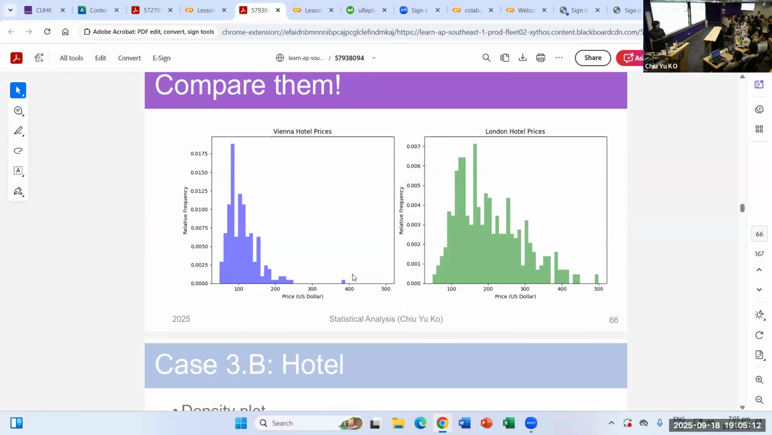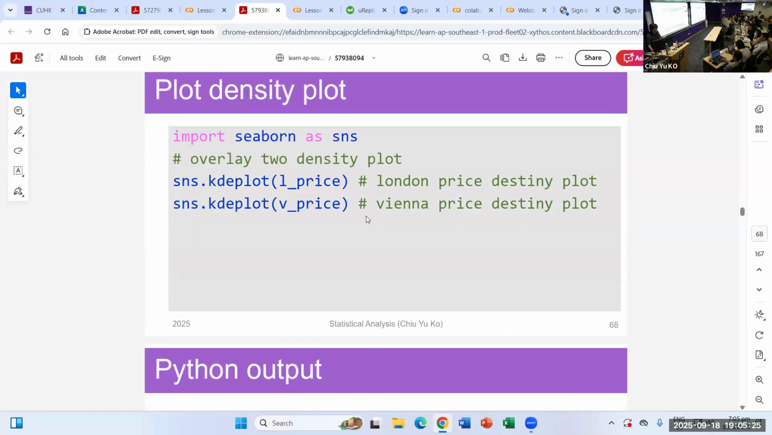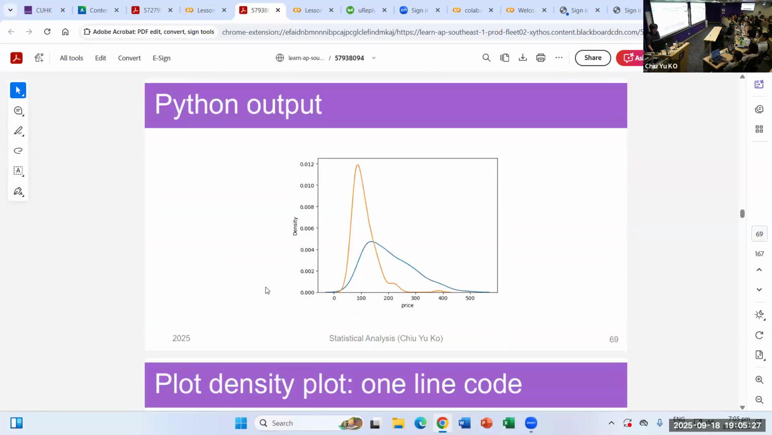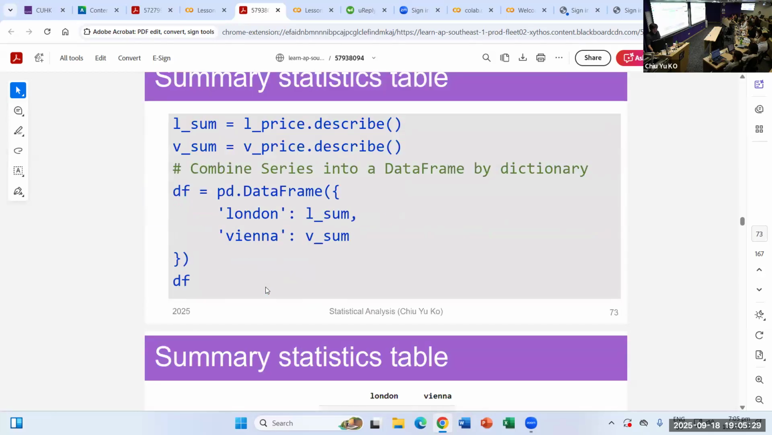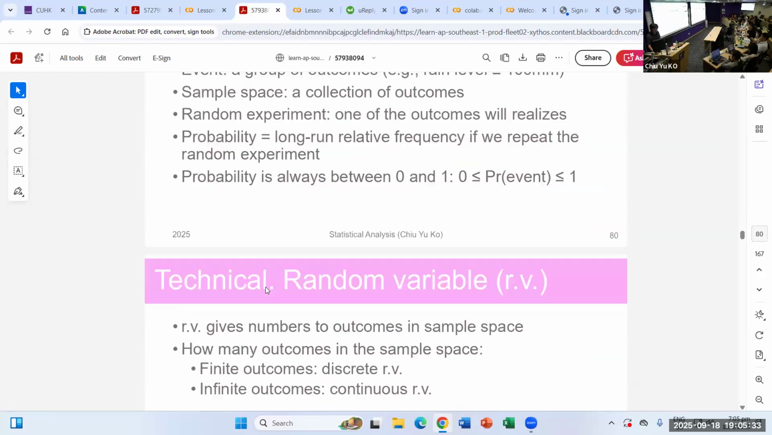I only talk about how to do two, but you can easily check on the web. You can do a lot of big grid comparisons. They will be very useful. And I talk about the density function, which is the Seaborn KDE. And after that, I talk about how to do summary statistics, which I'm not going to elaborate.